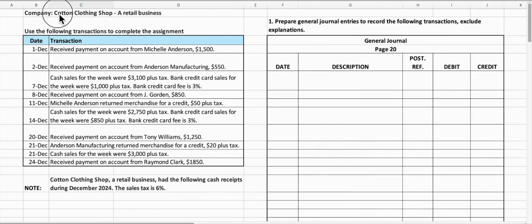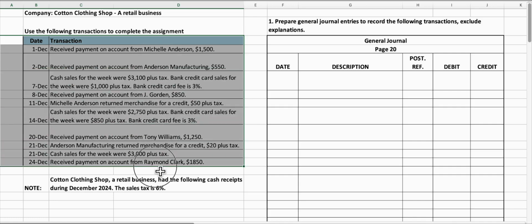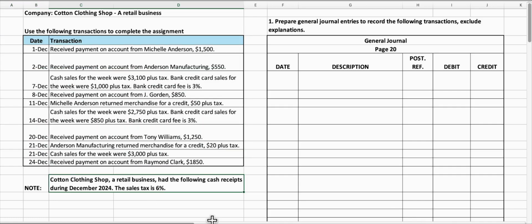Welcome back. All right, on today's video, I thought we'd take some time and I'd show you how to do journal entries that include sales tax as well as bank credit card fees. The company we'll be working for today is Cotton Clothing Shop. It is a retail business and it had the following cash receipts. All of these transactions right here are the cash receipts. And the sales tax for the company is 6%. So we'll be using 6% for sales tax.